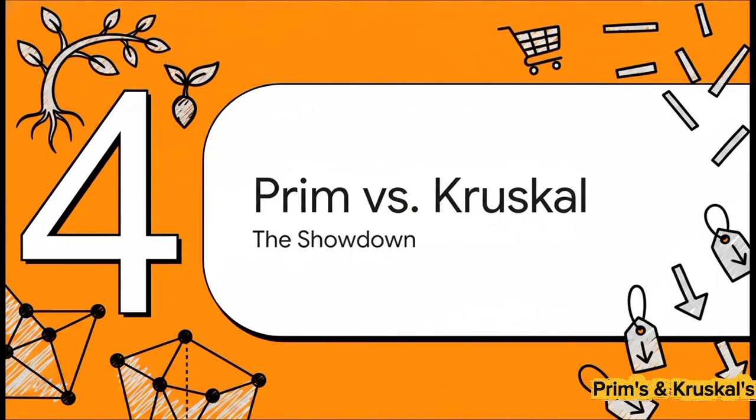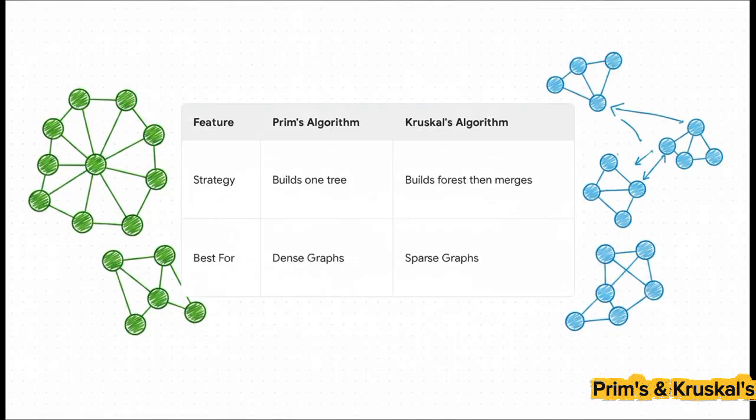So there you have it, two totally different approaches, the grower and the bargain hunter. But look, they gave us the exact same minimum spanning tree with the same cost. So the big question, and this is definitely an exam question, is how do you know which one to use? This little table really breaks it down nicely. The strategies are just completely different. Prim's grows out from one starting point. Kruskal's connects the cheapest bits and pieces all over the graph and merges them later.